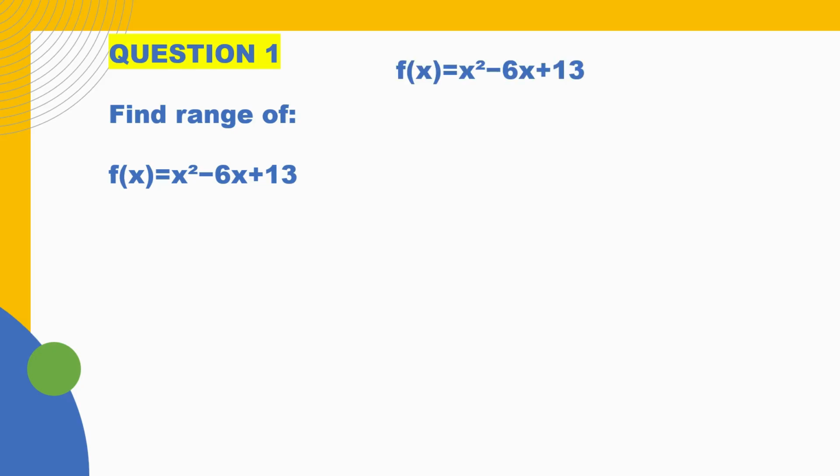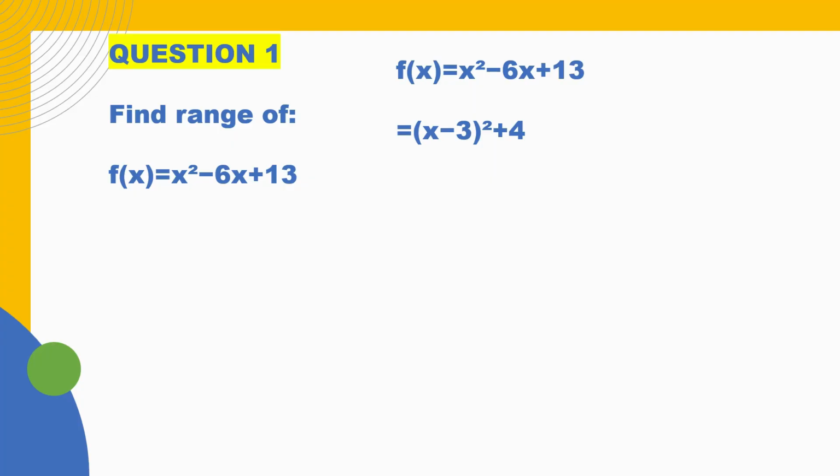Here is the first question. Find the range of f of x equals x squared minus 6x plus 13. Pause the video and try to find it yourself. Whenever you see a quadratic function, try converting it into square form. Here, we complete the square and rewrite the function as (x minus 3) whole square plus 4.